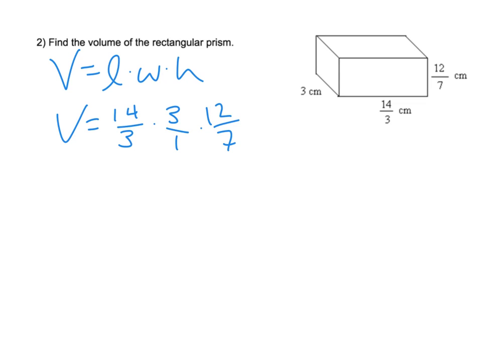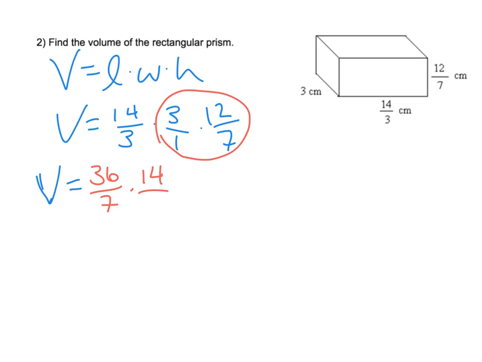All right, so to begin working through this, I'm going to start simply and multiply 2 of my fractions together, and then multiply in the third one later on. I remember very easily that 3 times 12 is 36, so I'm going to go ahead and focus first on multiplying these 2 fractions together. And that's going to give me 36/7, because 3 times 12 is 36, 1 times 7 is 7. And that can now be multiplied by 14/3.